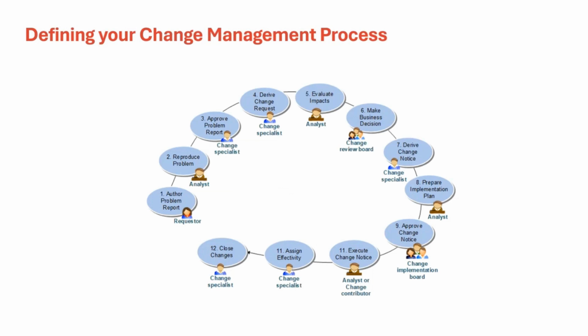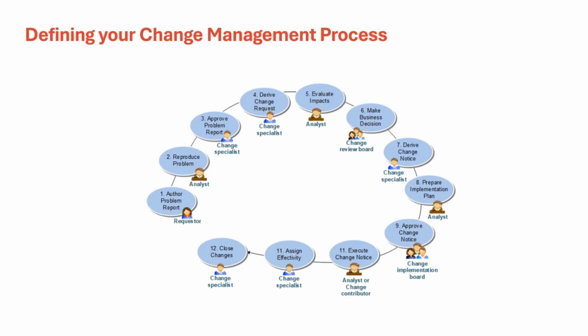We also saw how we can define a change management process in Teamcenter. First, a problem is identified, and whoever submits the problem report is the requester of the problem report. The analyst will reproduce the problem. The change specialist will approve the problem report. Once the problem report is approved, a change request is derived. During this, the analyst will evaluate the impact of the change on other assemblies or parts. A business decision is made, and then finally a change request is approved.